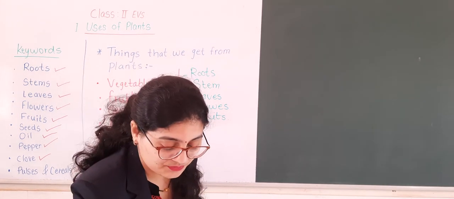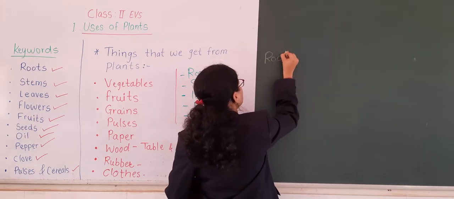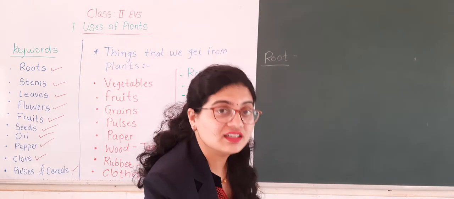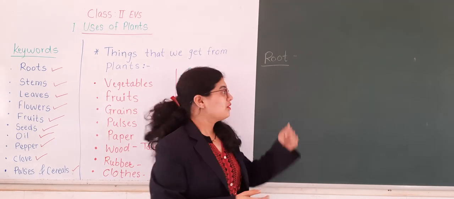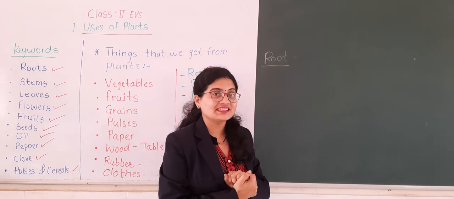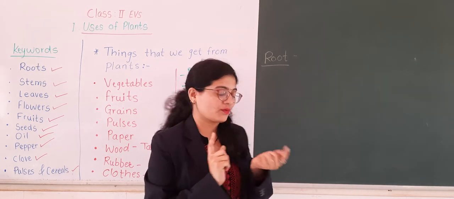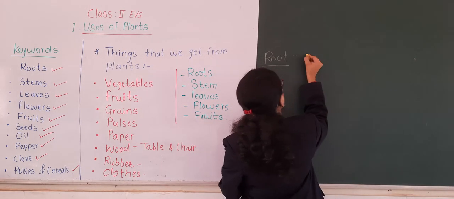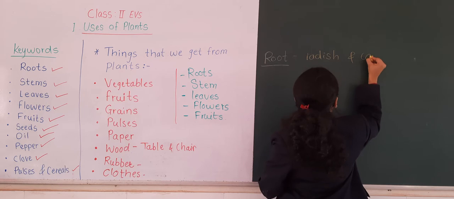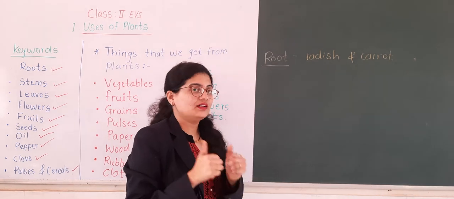So we'll write as parts of a plant and its root. Okay? The radish and carrot are the roots of a plant. What is the radish and carrot? Which part of a plant are these things? Yes, these are the roots of a plant. So we'll write here radish and carrot. These are the roots of a plant, right?